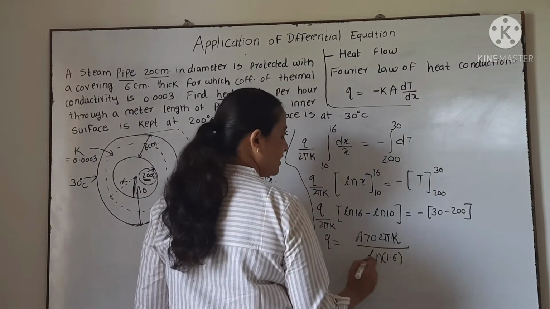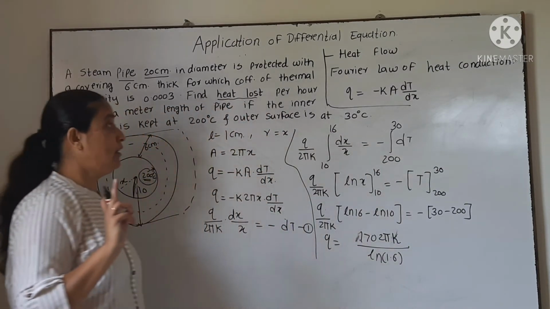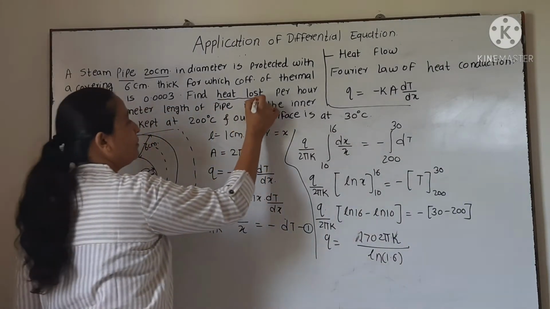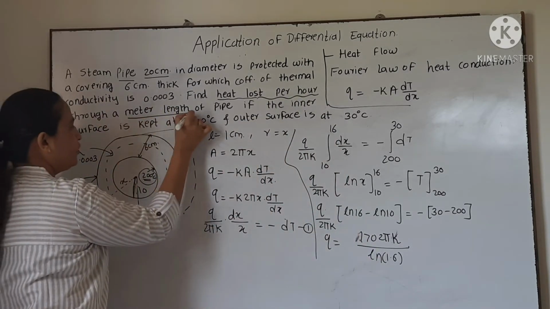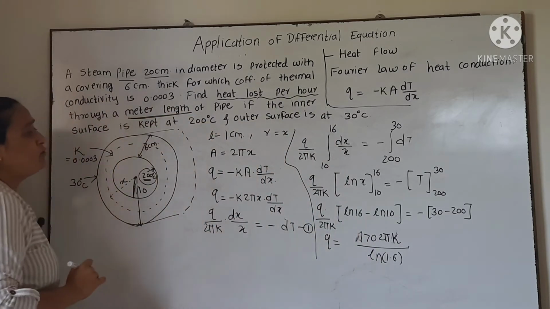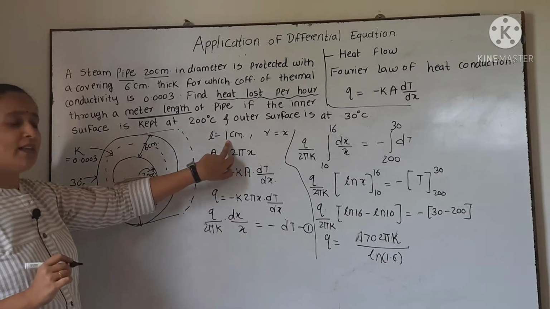This is what? This is the heat loss per second. We want heat loss per hour through a meter length of the pipe. Length of the pipe is 1 meter. What we assumed it as 1 centimeter.